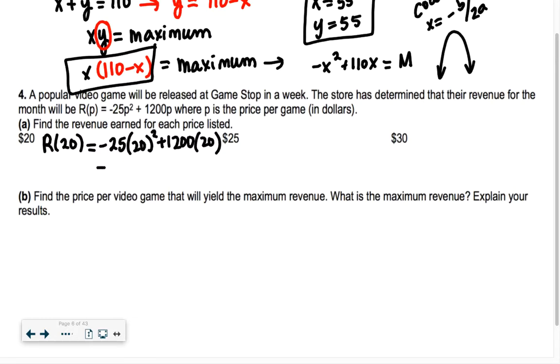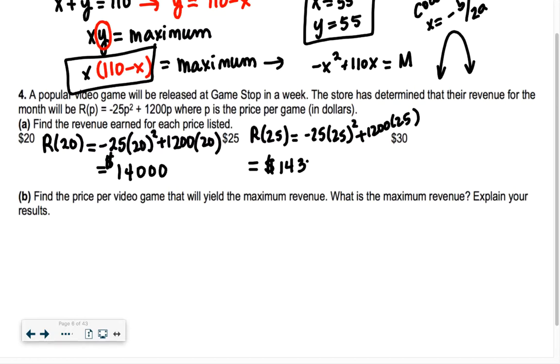Okay, so if it was $20, I put that in my calculator, and they're making $14,000. That's pretty good for a video game store. All right, but if it's 25, let's try the same thing. Maybe I should write my R of 25. So negative 25 times 25 squared plus 1200 times 25. In that case, they're making a little bit more. They're making 14,375.